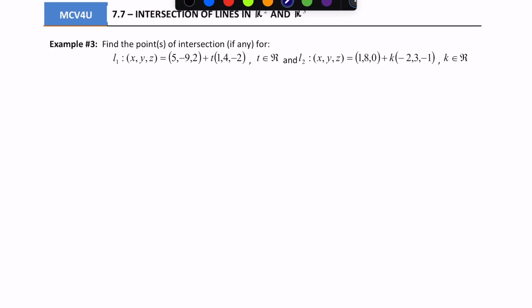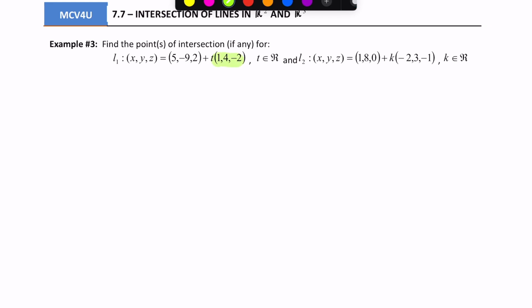Okay, so example number 3 says find the points of intersection, if any, for line 1, which is x, y, and z equals 5, -9, and 2, plus t times 1, 4, and -2, where t is an element of real numbers. Line 2 is, again, x, y, and z equals 1, 8, and 0, plus k times -2, 3, and -1.